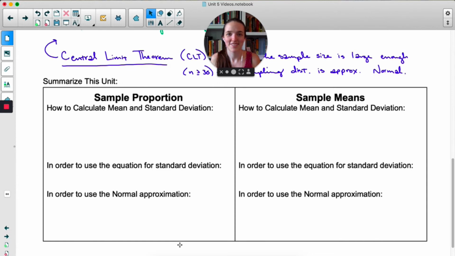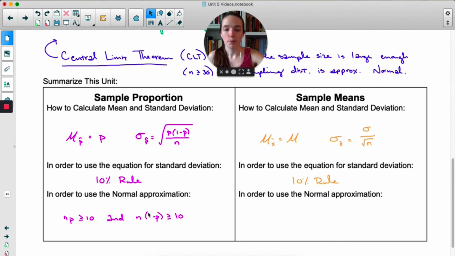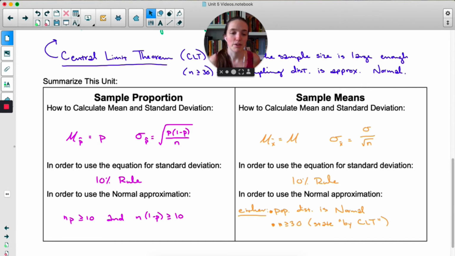No pressure. Ready, go. Okay, so the formulas, I'm taking those right from the formula sheet. For both proportions and means, you have to check the 10% rule in order to use the equation for standard deviation. For proportions, the sampling distribution of p hat is approximately normal if np and n(1 minus p) are greater than or equal to 10. For means, you've got two different things. Either the population distribution is normal, or the sample size is large enough that you can use the CLT. Now, if you are using the CLT, you should say, by the CLT, somewhere in your explanation.